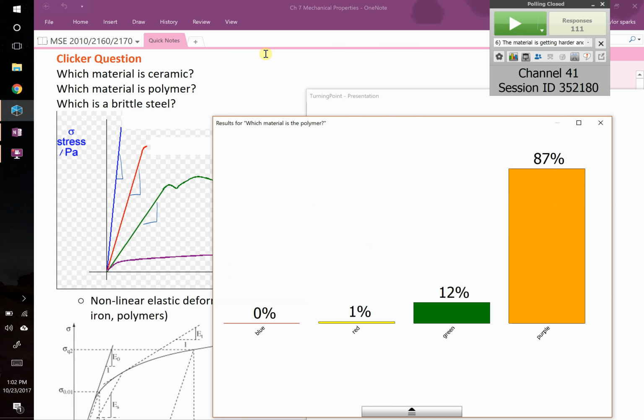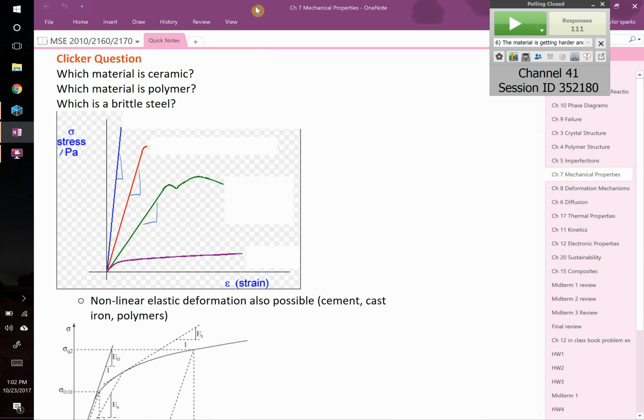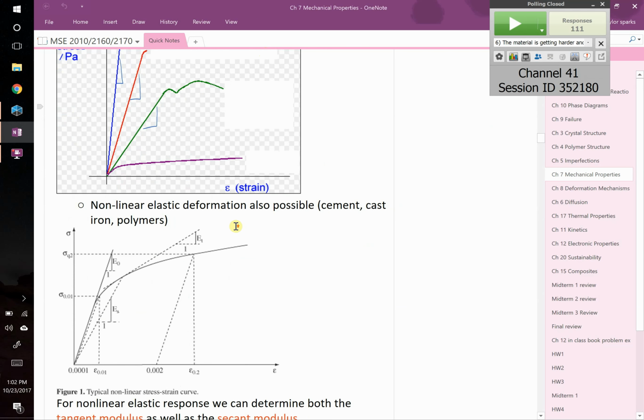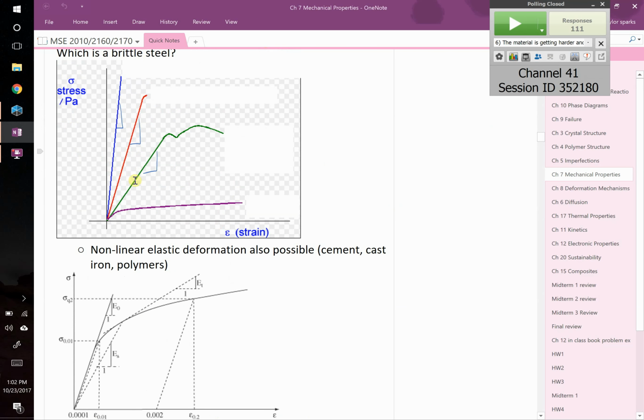By the same logic, the thing that's the most compliant, or the least stiff material, when you apply a load to it, it stretches easily. It's going to be your polymer. Therefore, it's the one that takes the lowest slope in terms of stress versus strain.